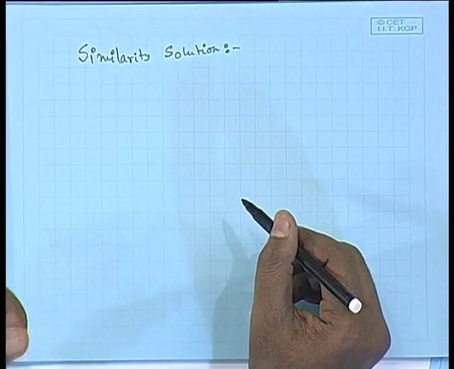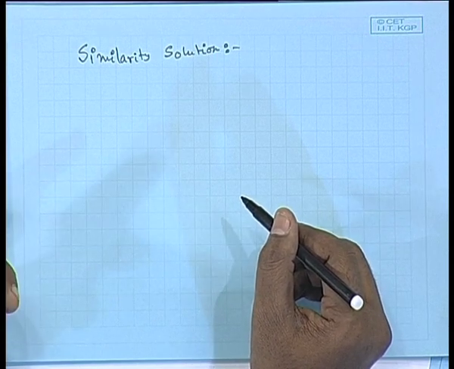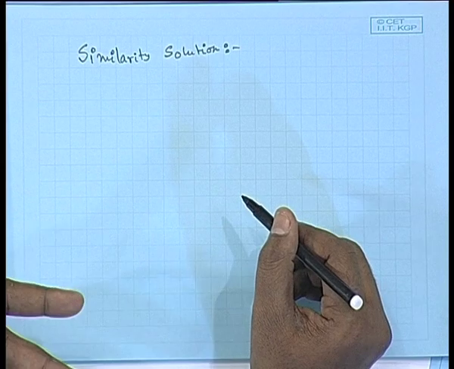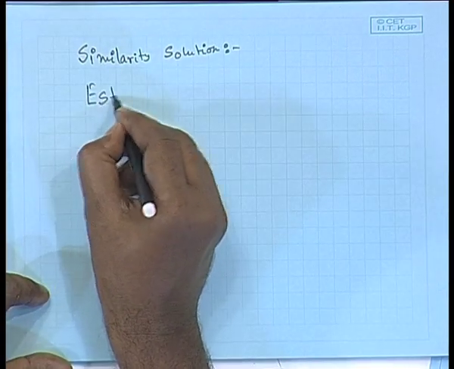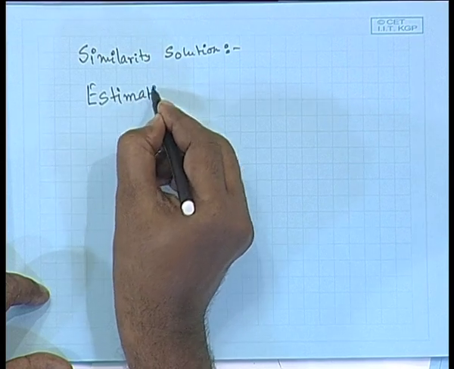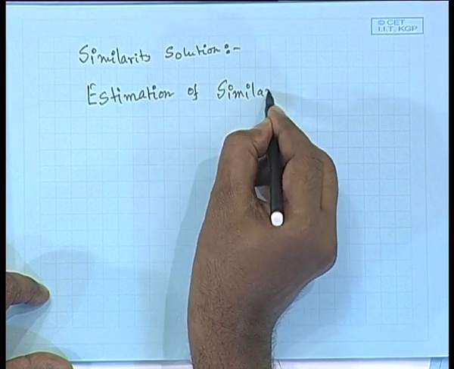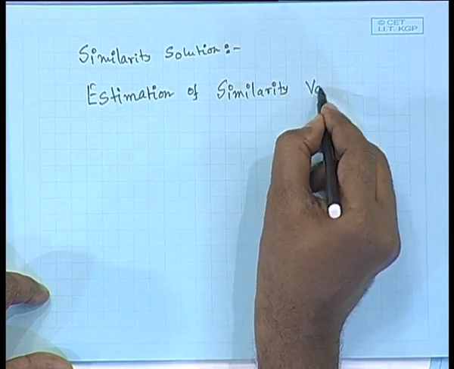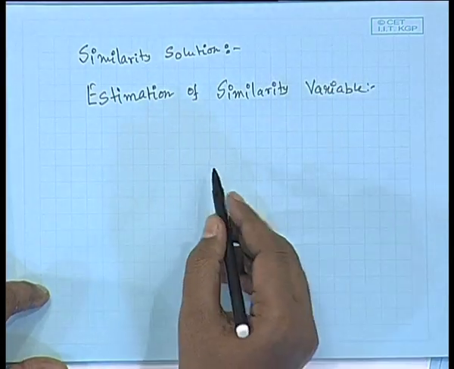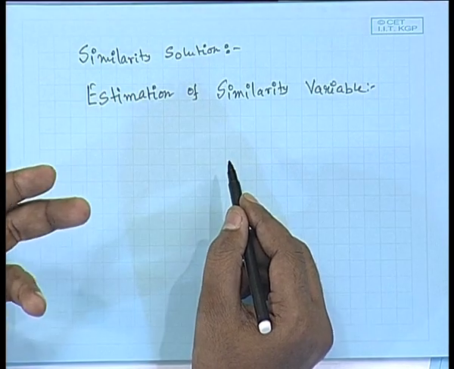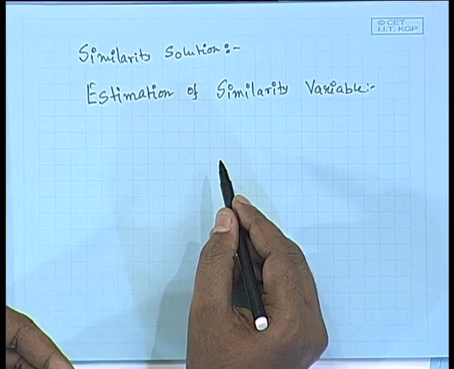Any problem like this, the first step will be evaluation or estimation of the similarity parameter. If you do not know the combined variable, the functional form of the combined variable, you cannot proceed further. Similarity variable or similarity parameter. For that, we adopt the same rule that we have done in the previous class. We evaluate the governing equation at the edge of the boundary layer.